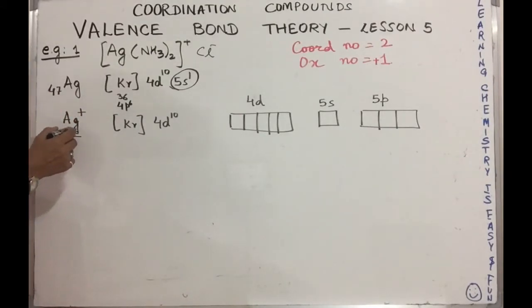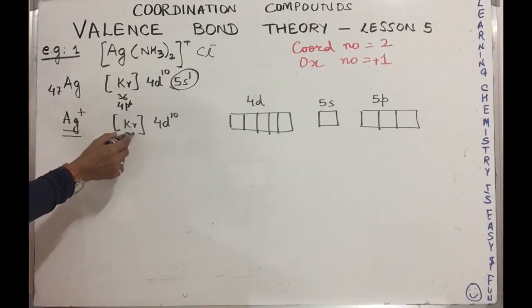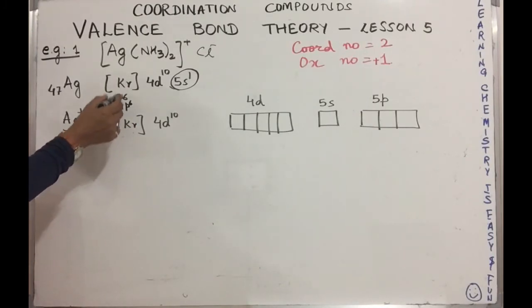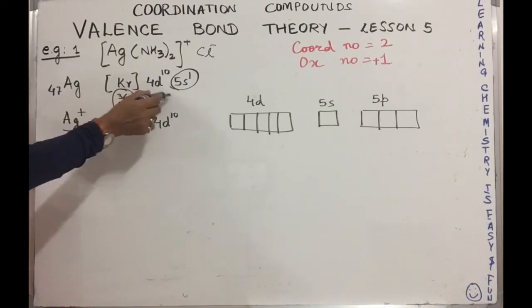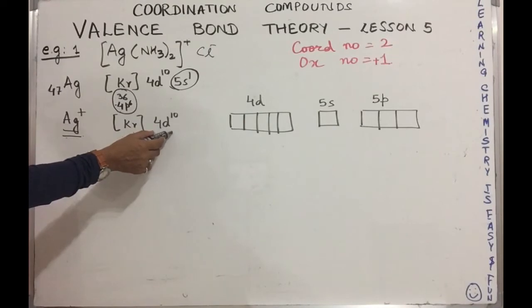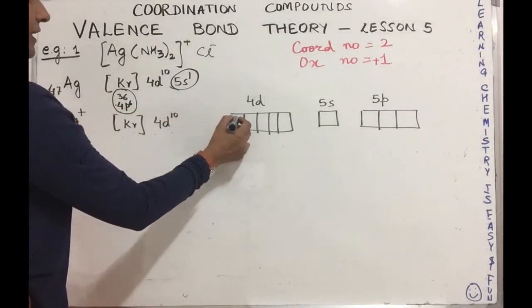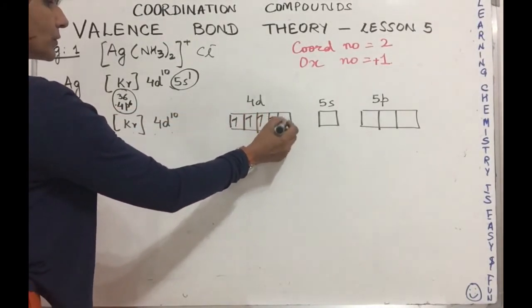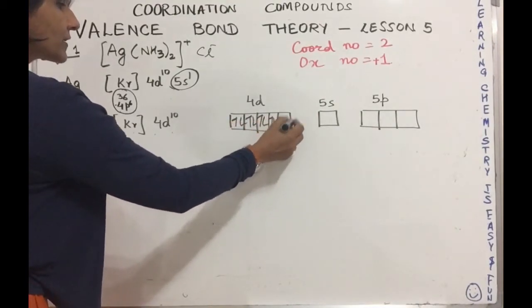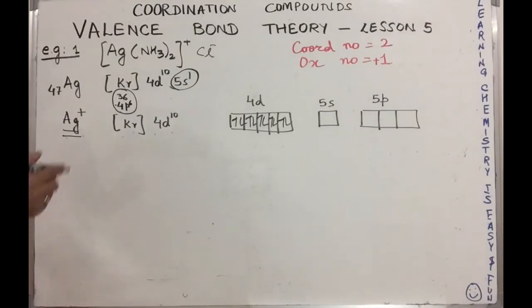Therefore, the configuration of Ag positive now becomes square brackets krypton. That means we end at 4p6. This is a simple way of remembering how to go about it, and then 4d10. By the way, if you are not confident about writing the electronic configuration in terms of inert gas, there is a separate video on periodic table and periodic properties. You may visit that. So now when we write Ag positive electronic configuration 4d10, according to Hund's rule, we have 1, 2, 3, 4, 5, 6, 7, 8, 9, 10, right? We've got 10 electrons in place.